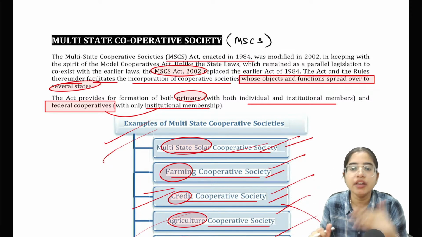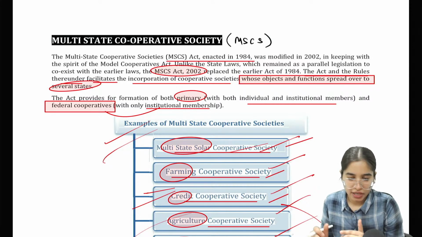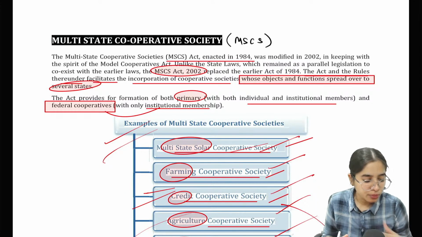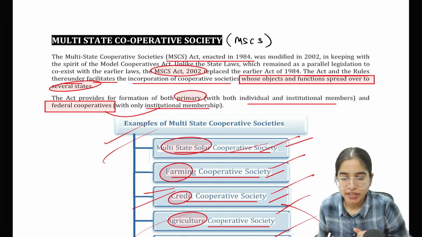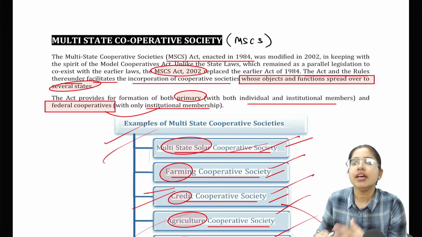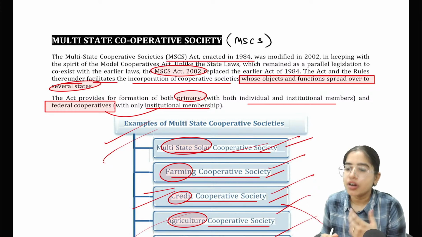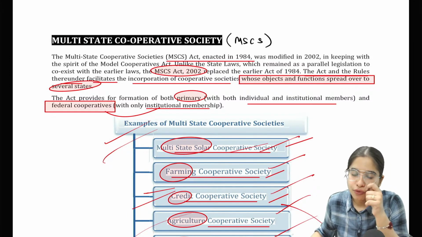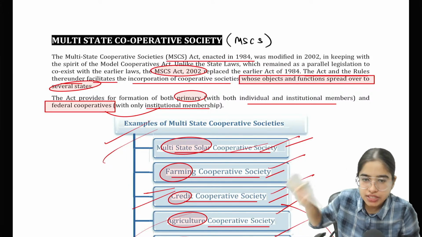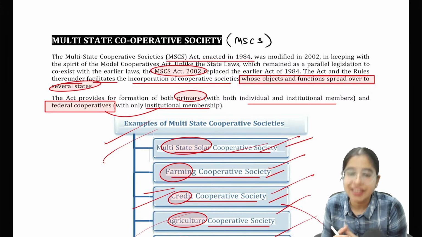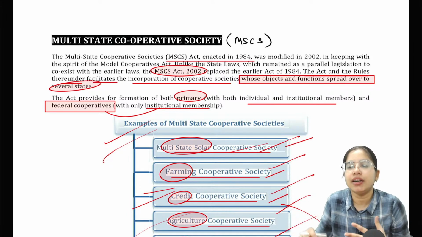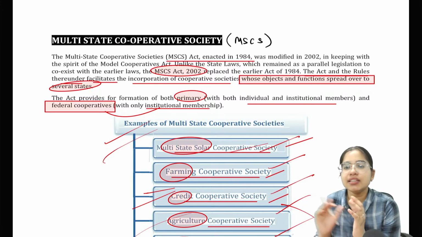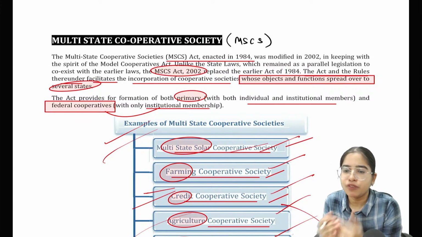What do you mean by multi-state cooperative society? This is the last topic of this chapter. A multi-state cooperative society is a cooperative society which does its business in multiple states, meaning more than one state. If you're operating your cooperative society in more than one state, that is a multi-state cooperative society. And the purpose of forming it is for the benefit of its members, for mutual assistance.